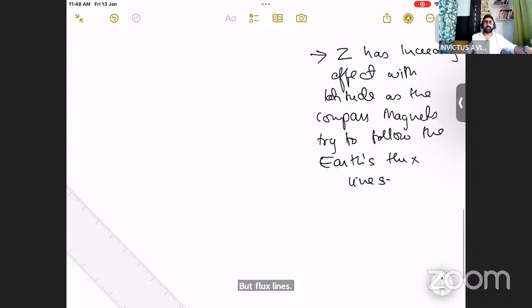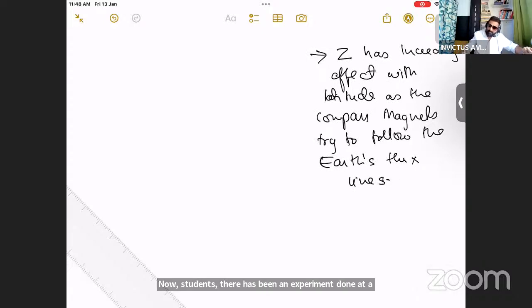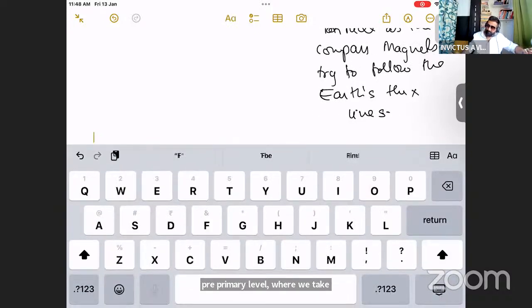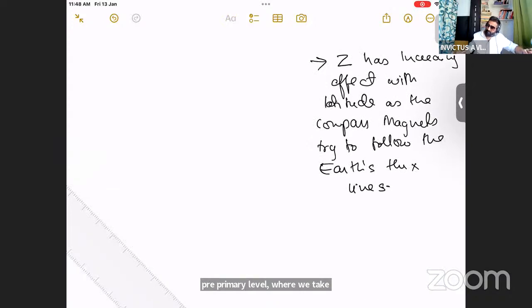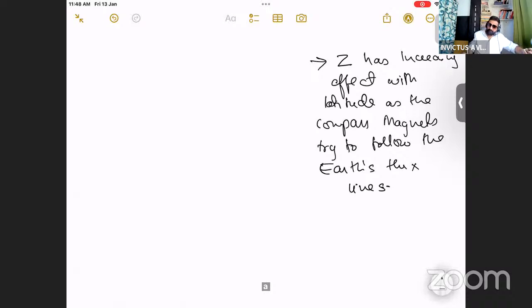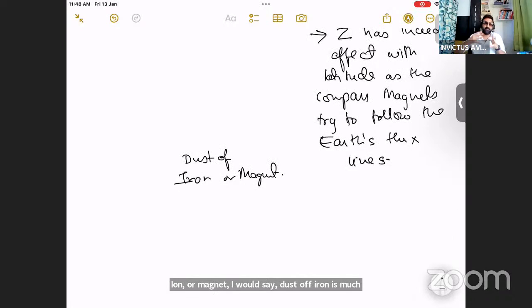Now, students, there has been an experiment done at a pre-primary level where we take dust, iron, or magnet. I would say dust of iron is much better here because dust of magnet will have a lot of small bar magnets.